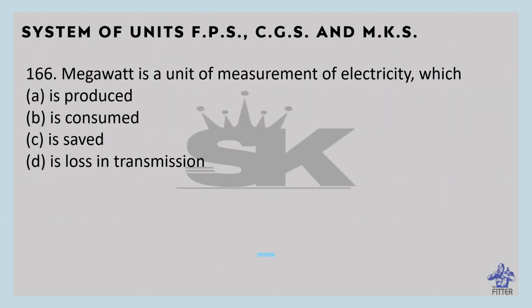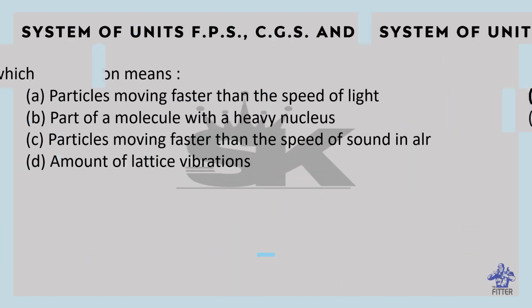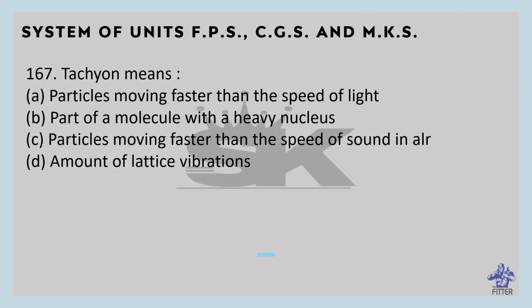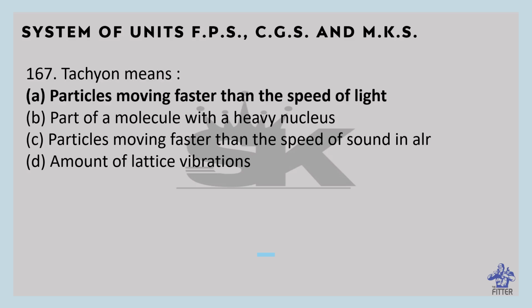Megawatt is a unit of measurement of electricity which is produced. Tachyon means a particle that always travels faster than light speed. It means it is swift, quick, fast, and rapid. So here in the options, particle moving faster than the speed of light is the right answer.